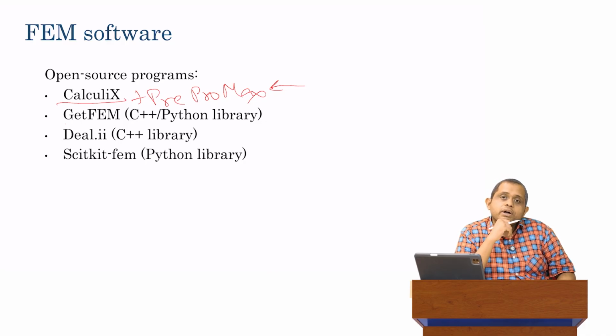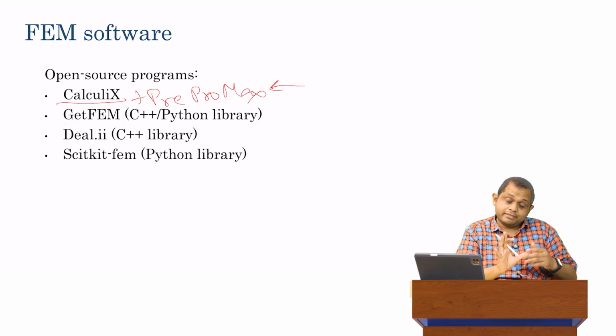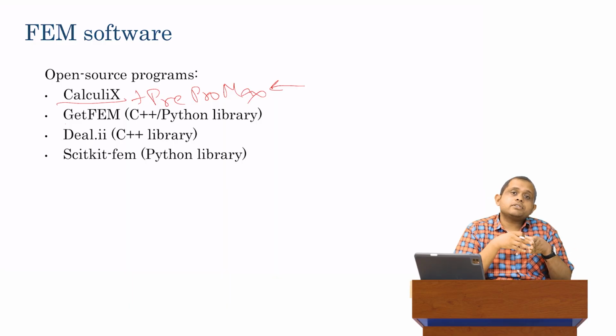If, however, you want to actually write computer code, which again, in my opinion, to learn finite element methods, you must be writing the computer code. There's no other way to learn FEM. But if you want to properly learn FEM, it's a good idea to use a library to write the code. So there are three popular libraries which you'll find. Two of them are for C++ and two of them are for Python.